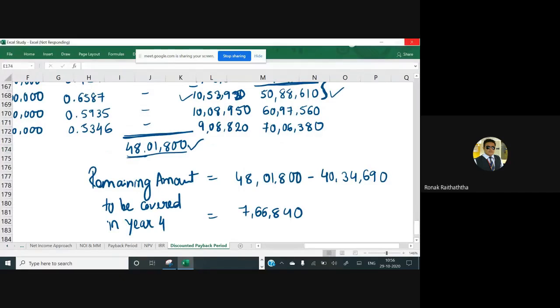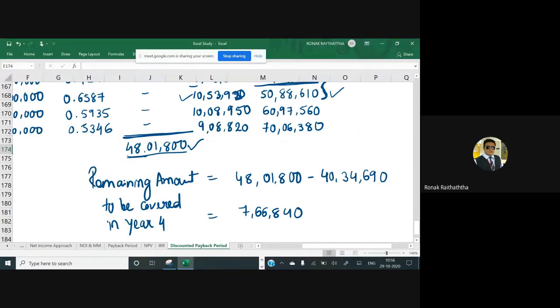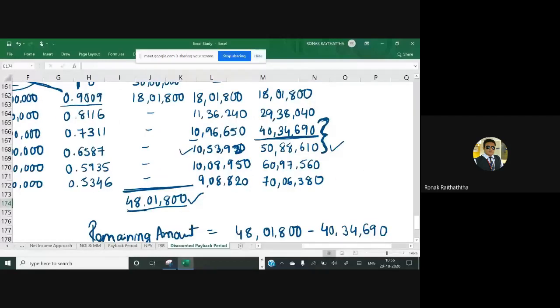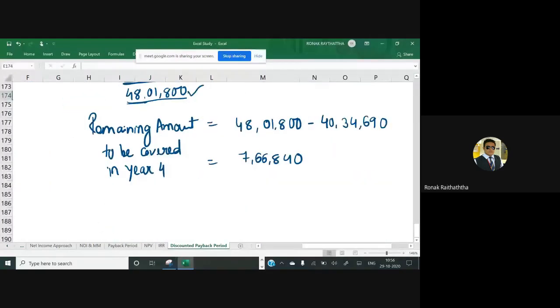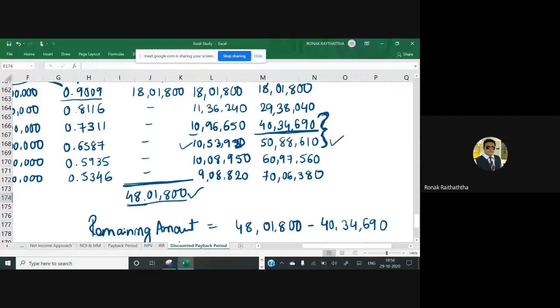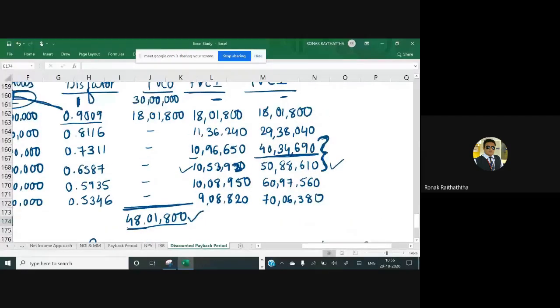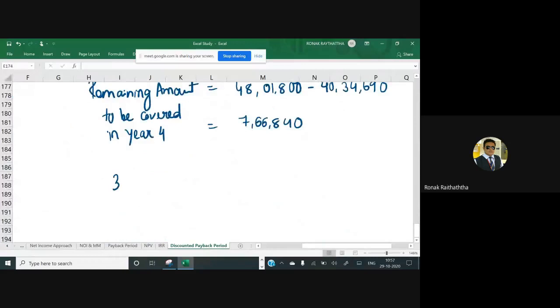Now, what is this exact period which is more than 3 and lesser than 4? And how can you say this statement that it is more than 3 and less than 4? This statement can be made because we have seen that our 48 is lying somewhere between third and fourth year, right? Okay, so I'm writing 3 years plus something.